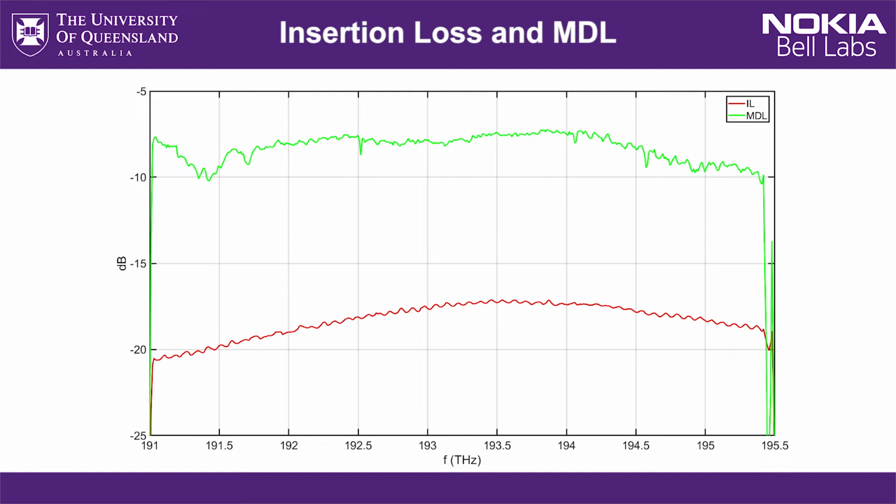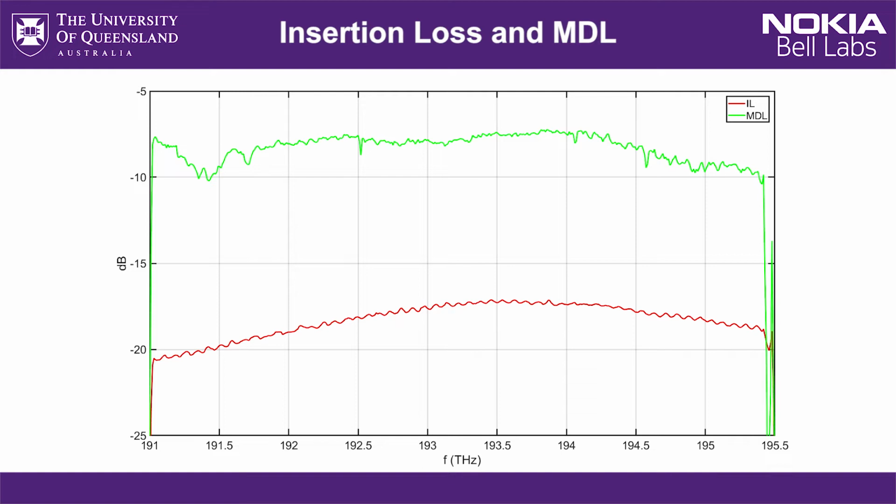I've done an in-depth explanation of the singular value decomposition and the concepts of insertion loss and mode-dependent loss, and how they relate to a device like this in the video for the Gaussian mode sorter, so I won't repeat that here. Long story short, insertion loss is the average loss over all possible mode superpositions through the device, and the mode-dependent loss is the maximum loss difference between any two superpositions of modes through the device.